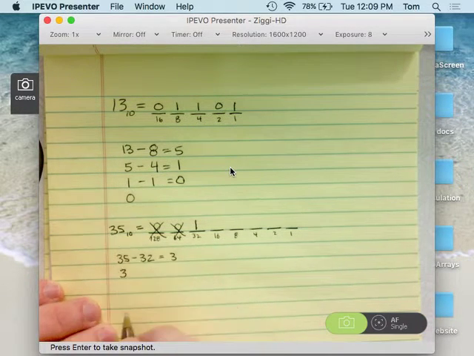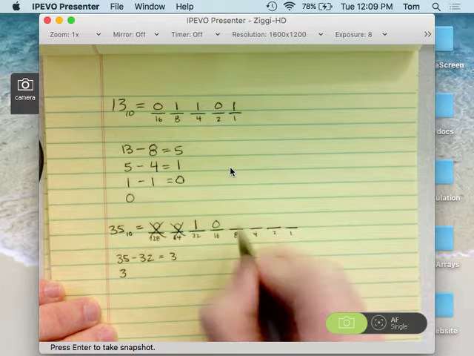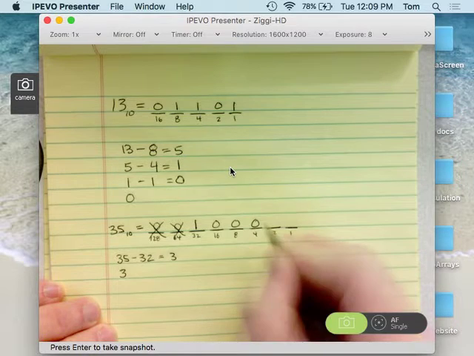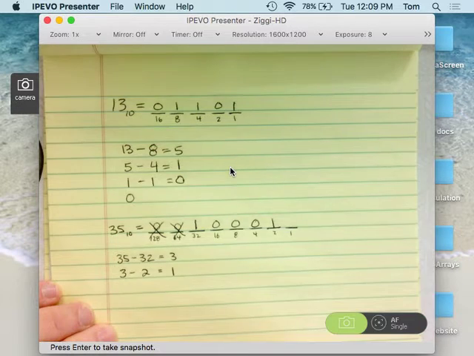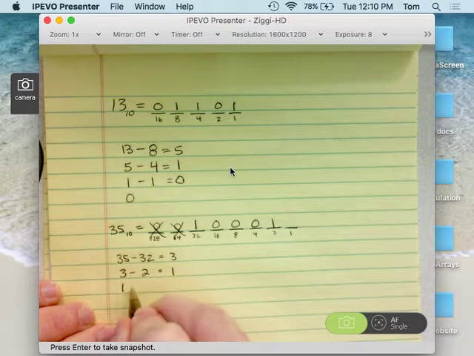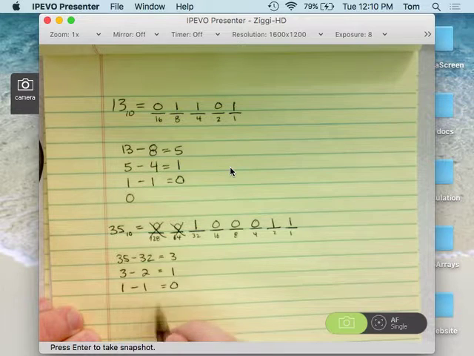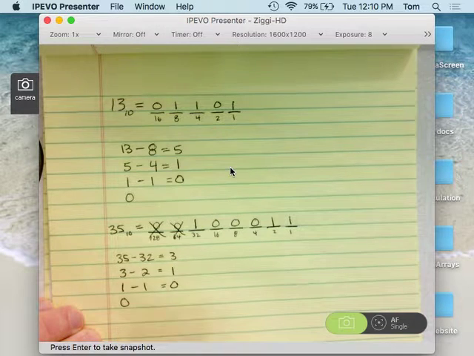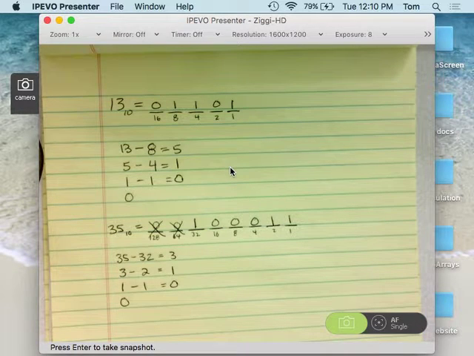3 is my new number. Does 16 go into that? No, so I put a 0. Does 8 go into it? No, so I put a 0. What's going to be in the 4's place? A 0. 2 does go into it, so I'm going to subtract 2. That gives me a 1. 2 goes into that number. Okay, 1 is my new number. Subtract 1 from it, I get 0. Put a 1 in that place because 1 goes into it. Now I have 0 as my new number, and I'm down to my 1's column, so I know I'm done with that problem. So 100011 would be the binary value of 35.